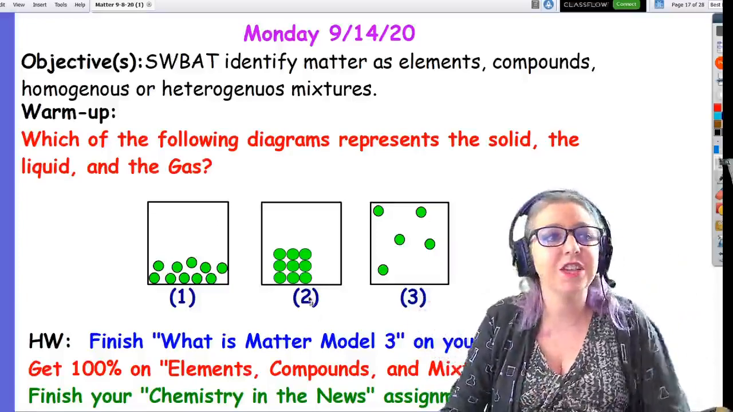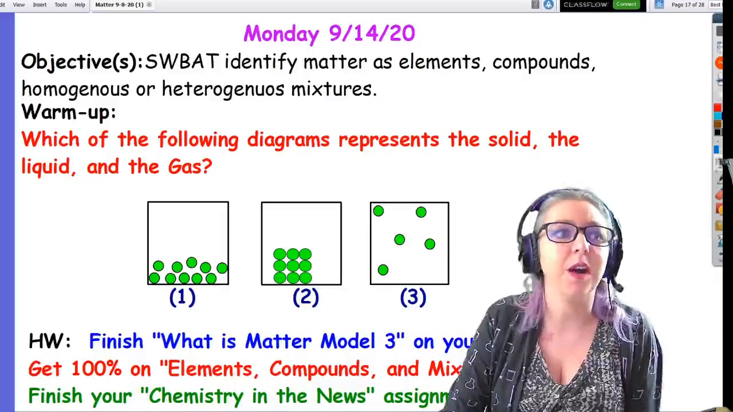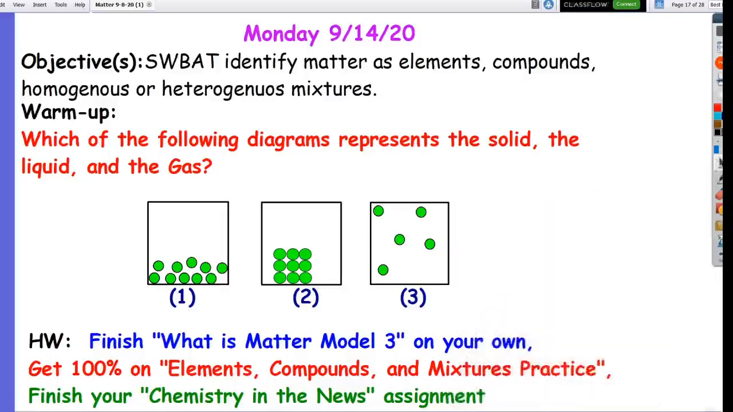Your homework, there's actually three different things that are due by the second class this week. First off is what is matter model 3? It is a continuation of the POGIL that we had last week. Last week you worked on 1 and 2 in your groups and then you finished on your own. This is just model 3. Again, on your own answers. You're welcome to work with another student, but your answers still need to be your own answers.